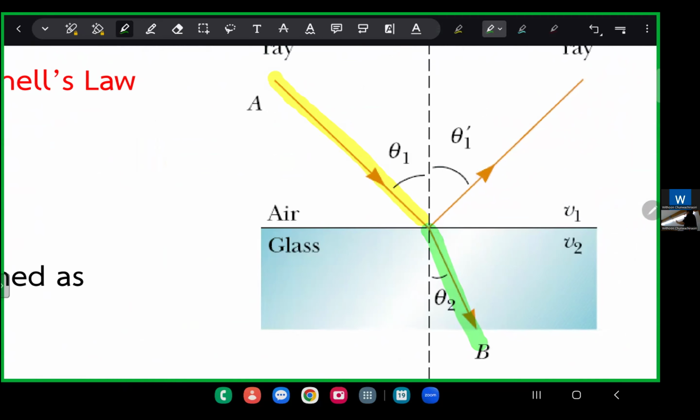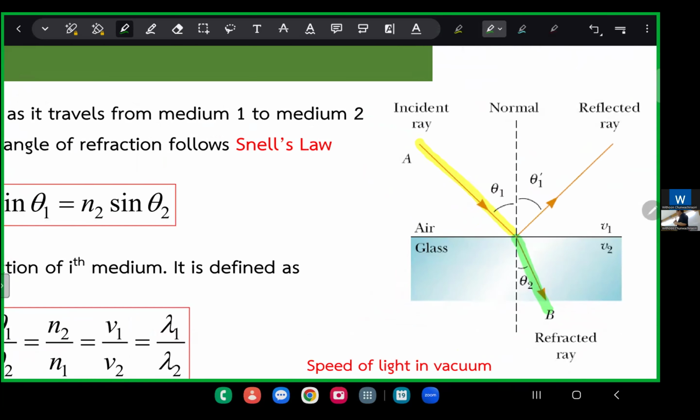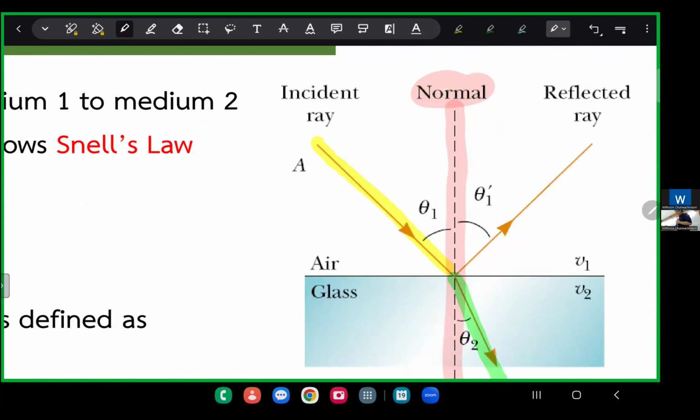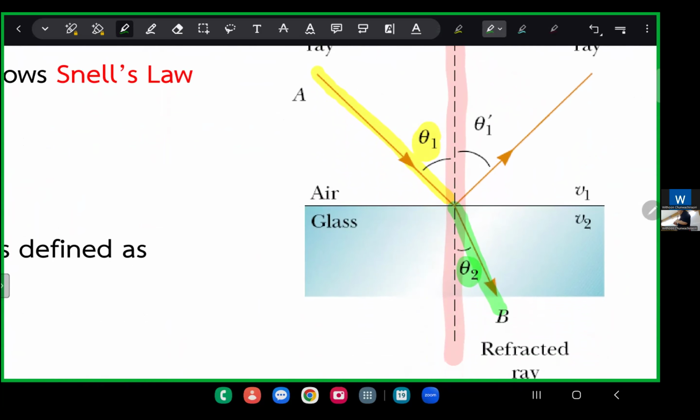Okay? And because there is a change in the direction, the angle comes into play again. Right here. Once again, the normal line is drawn right there. You have a normal line. Perfect. All right. And the incident angle is theta 1, measured with respect to the normal line. And the theta 2 that comes out, the refracted angle, is also measured relative to the normal.